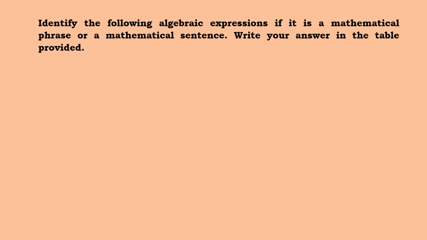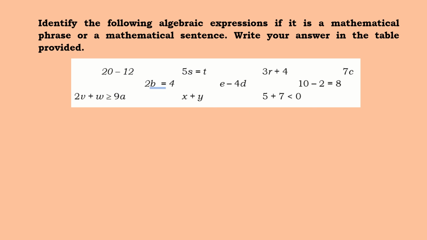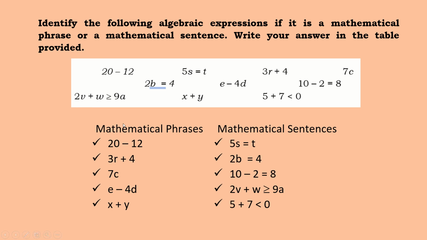So let us try. So identify the following algebraic expression if it is mathematical phrase or mathematical sentence. Write your answer in the table provided. So this topic or these examples, nakita ninyo ni sa inyong module, right? So the mathematical phrases, pag sinabi nga natin mathematical phrases, dili siya kompleto, meaning wala siya equal sign. So from this example, 20 minus 12, 3r plus 4, 7c minus 4d, x plus y. So meaning, phrase lang siya, mathematical phrases.